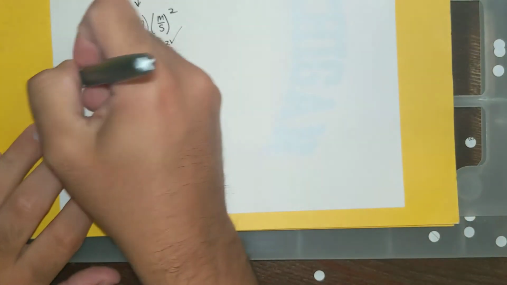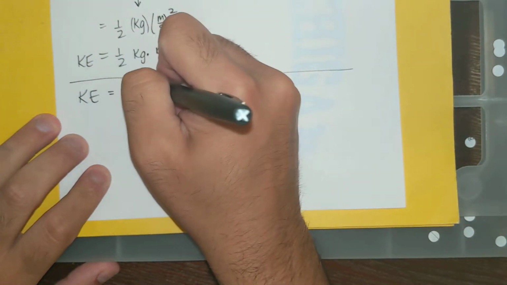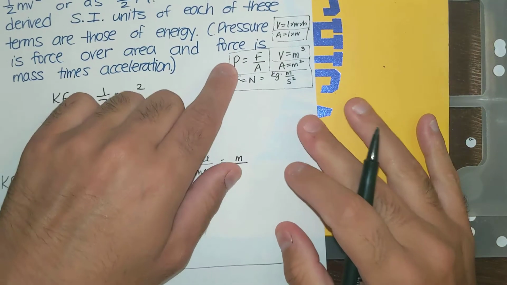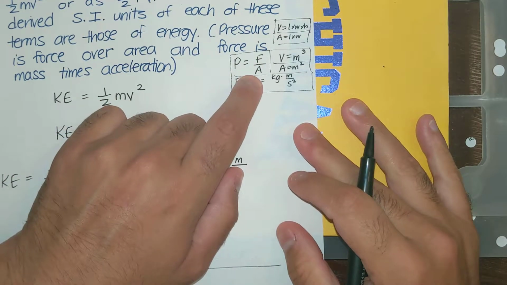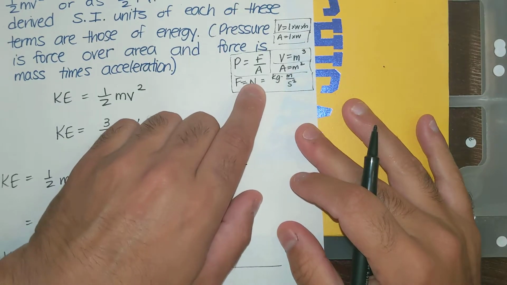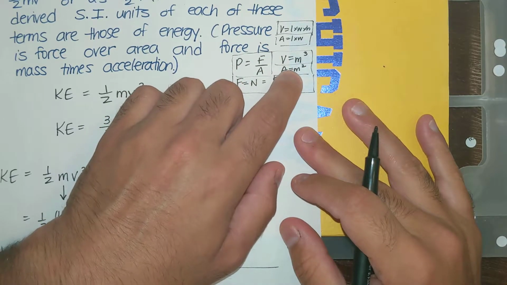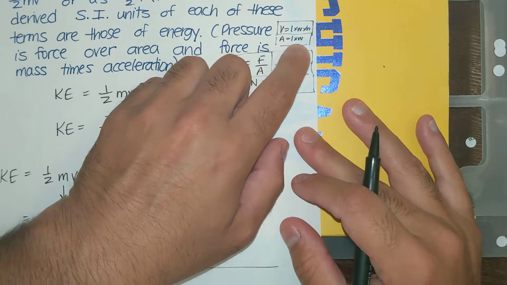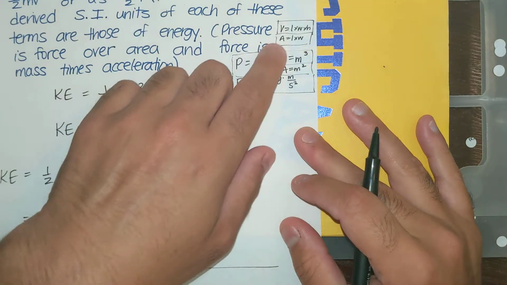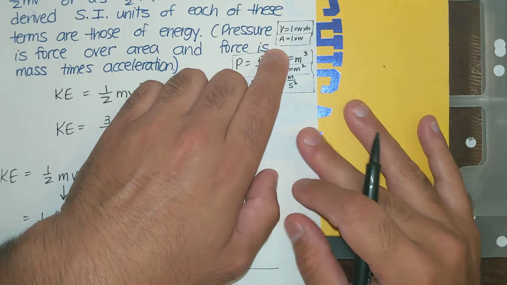The tougher one is this volume one. KE is equal to 3/2 P times V. Now, there are a couple of things. Pressure is a force over area. And force, as you remember, is a kilogram times meter per second squared, which is a newton. Volume could be in meters cubed, and area could be in meters squared. How do I do that? Area is length times width. Volume is length times width times height. All of these are distances, so meters times meters times meters is meters cubed for volume, and meters times meters is meters squared for area.